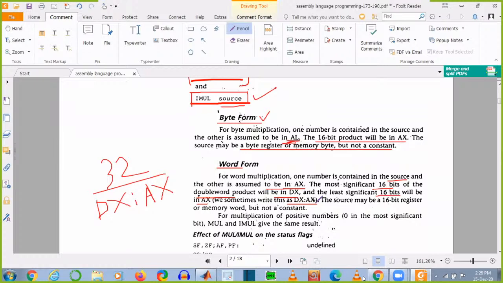That will give you a 32-bit result, and the least significant word will go to register AX, and the other word will go to register DX. The source may be a 16-bit register or memory word, but not a constant, same as before. For multiplication of a positive number, 0 is in the most significant bit. MUL and IMUL give the same result.